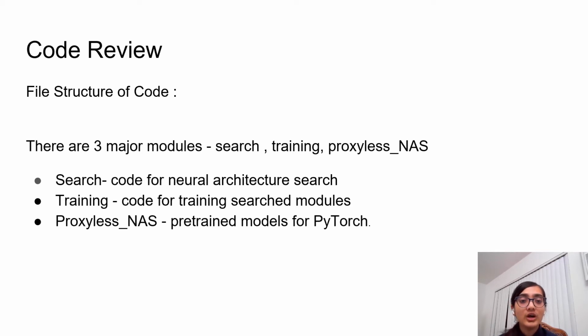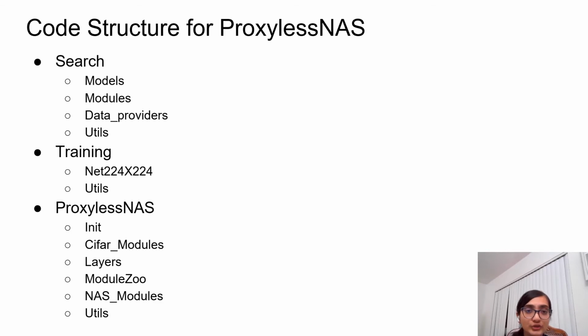In search, you have the search code for neural architecture, the code for how to search and find a neural architecture based on NAS, which is a proxyless approach. Training has the training dataset code for training the searched modules. And Proxyless NAS has pre-trained modules for TensorFlow as well as for PyTorch.